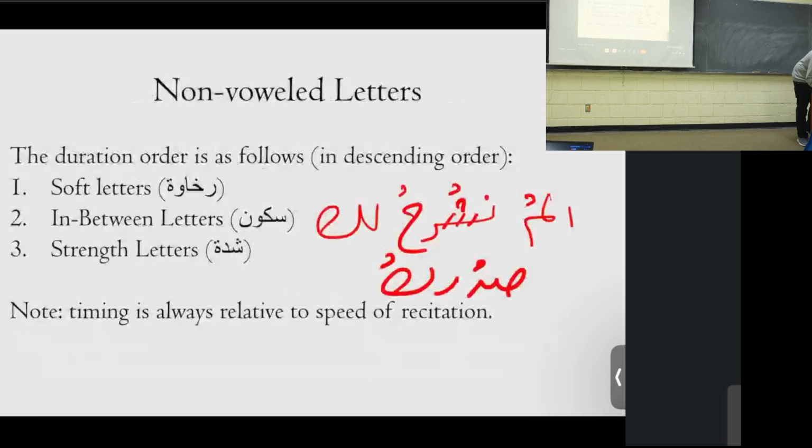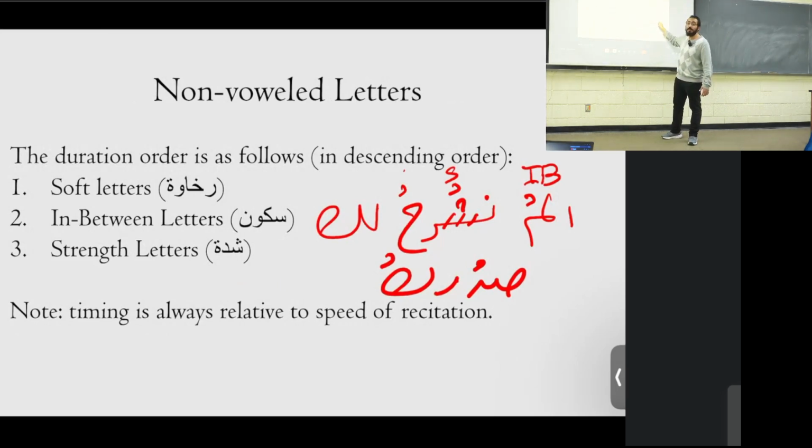Okay, so meme is in between. And this is soft and soft. So the soft ones I should spend more time on, and the in between I should spend a small amount on. So I say, Alam nashrah, Alam nashrah. So if I'm going to recite this, I would say, Alam nashrah laka sadrak. So the meme here doesn't take as much time in sukoon as the sheen. Why? Because the sheen is a soft letter.